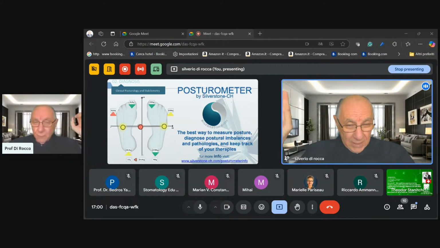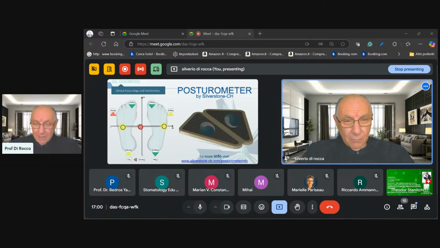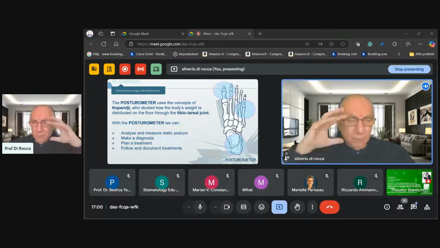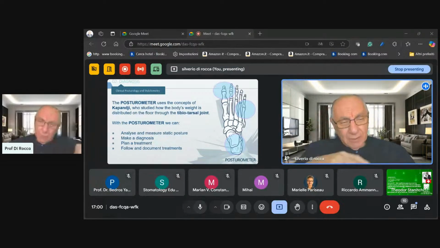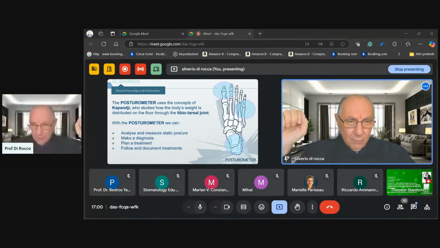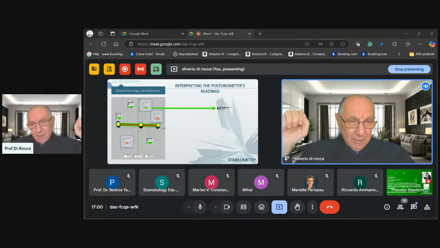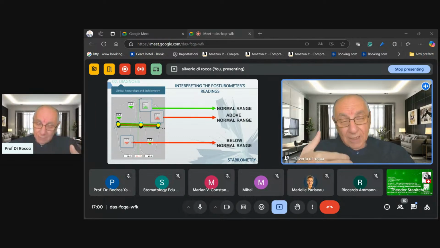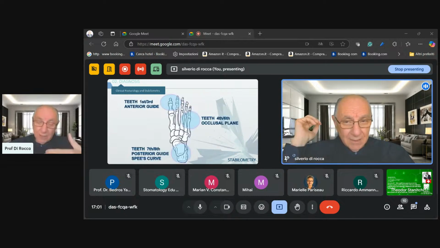If we are in balance, the whole body is based on different analyses. It is very difficult to explain posturometry now, but we study the Kapandji concept, we study the body weight distribution on the floor, in each foot, and we have different situations that we can study and analyze. We call that clinical posturometry.